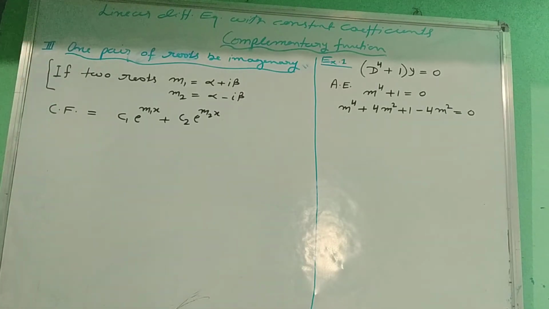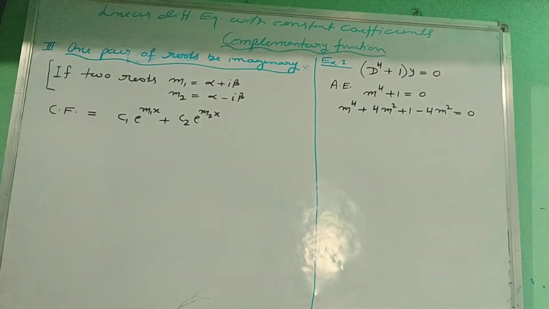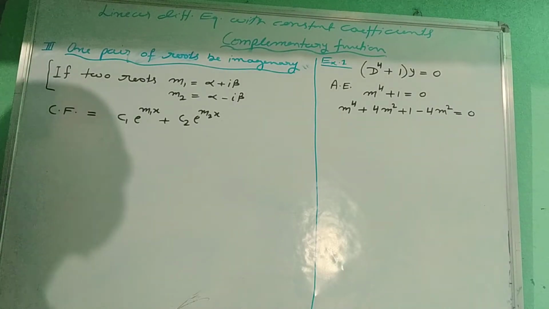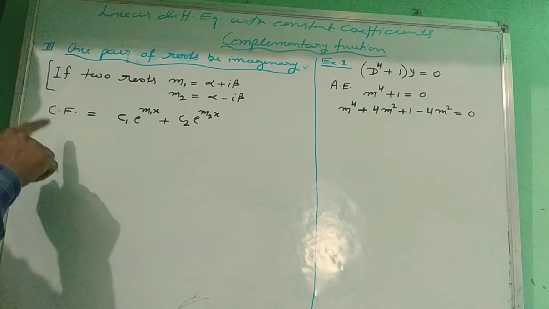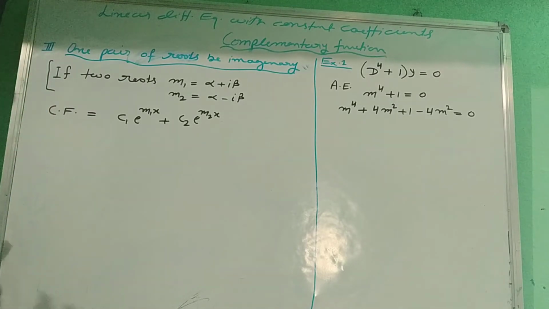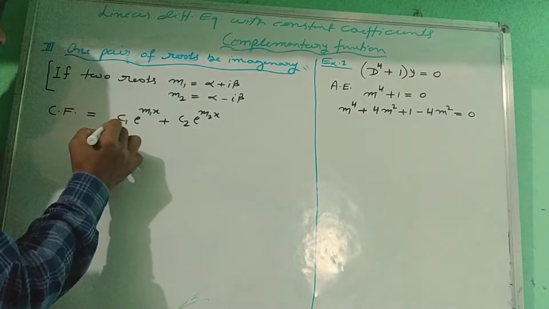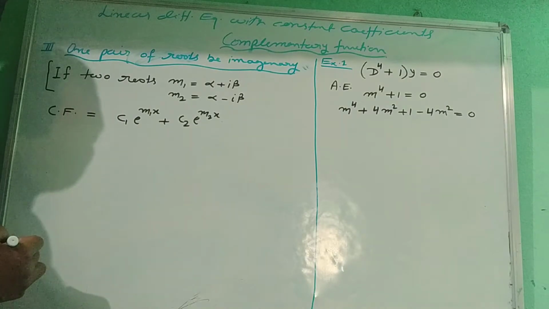Okay, in our previous lecture we already solved the problem of the complementary function for real and distinct roots, and for repeated real roots. The third case is when one or more pairs of the roots are imaginary. Suppose we have two roots and they are real, then we can write the complementary function like this: c1 e to the power m1x plus c2 e to the power m2x.